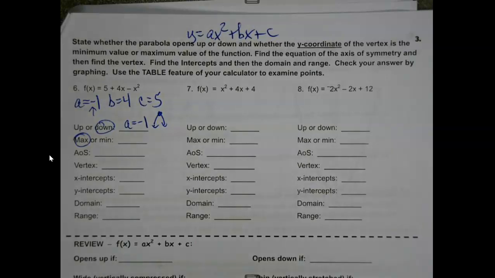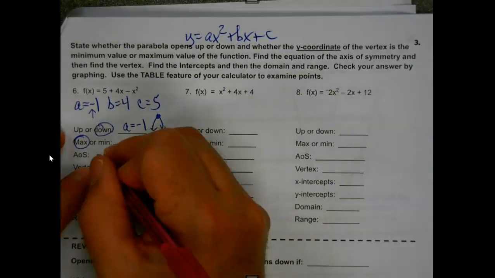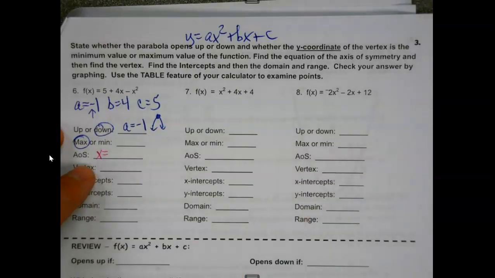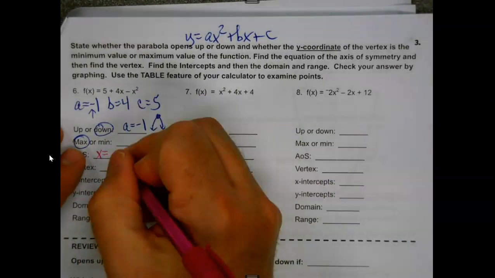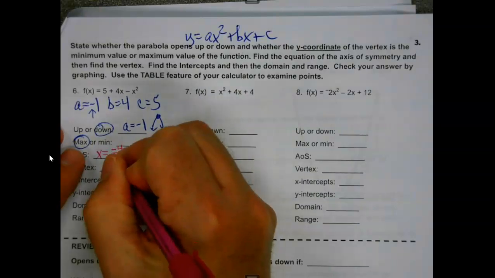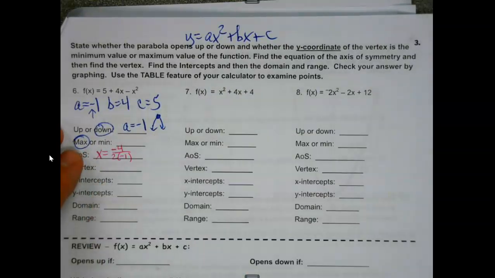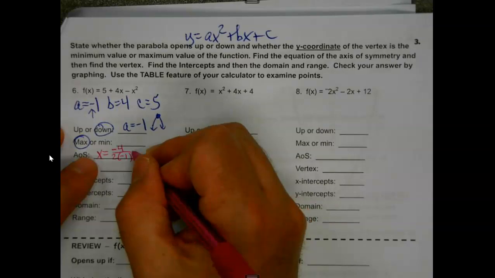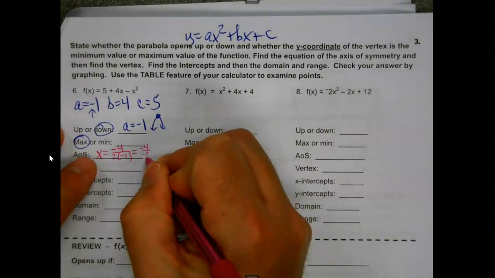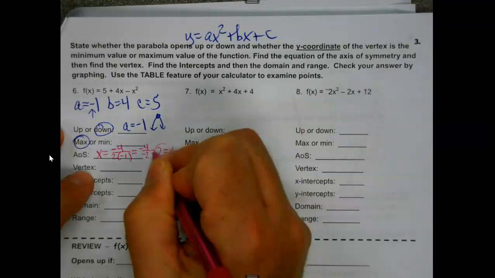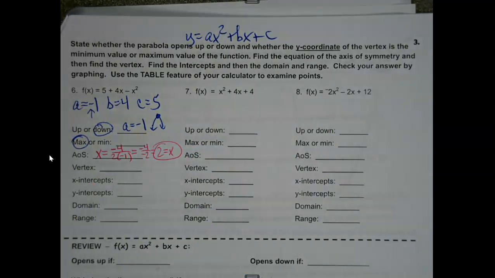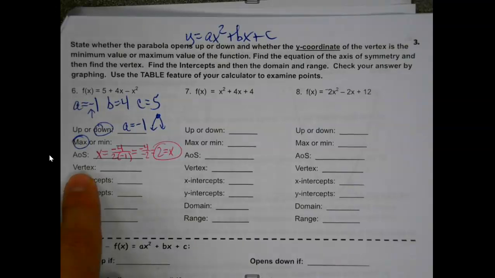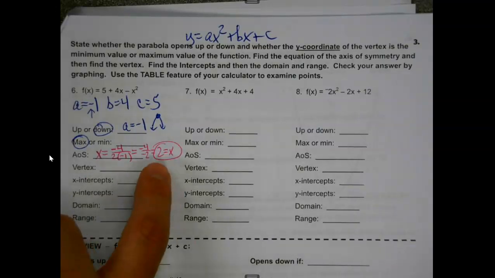Now, my axis of symmetry, I got to do a little work. I got to do my little formula here. So I've got to do the opposite of b over 2 times a. And again, if you've got to have your notes out for these formulas at first, that's not a problem. So -4 divided by -2 is 2. X equals 2, because this is a line. So I have my axis of symmetry using my little formula, which leads me to the next step.